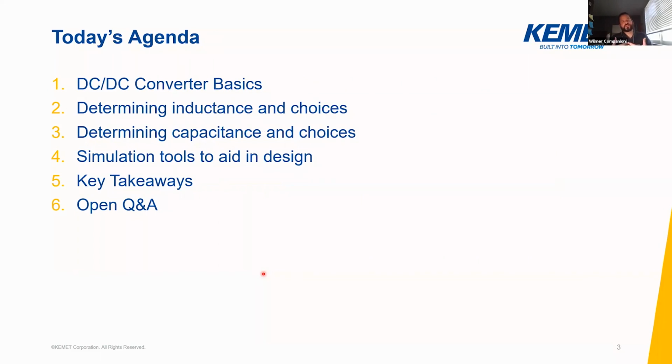So today's agenda, we'll start off by covering some DC to DC converter basics, just to bring us all to the same baseline. Then we'll be showing how the inductance is determined, and then the different inductor choices that you have in front of you. And then a similar process with capacitance, how that capacitance is determined, and then the trade-offs between the different choices of capacitor technologies. We'll also be getting into some of the simulation tools to aid in this design effort, which can be very helpful in speeding up the design cycles. We'll close with some key takeaways, and then we'll open it to Q&A.